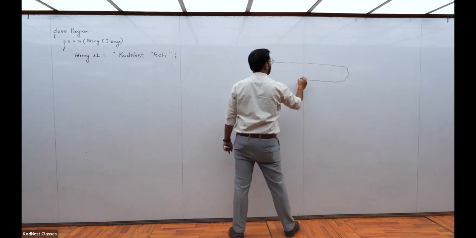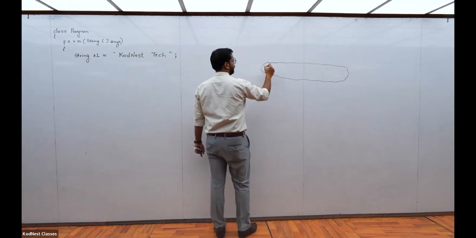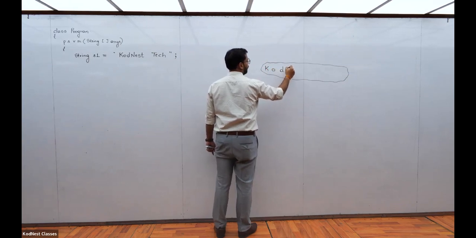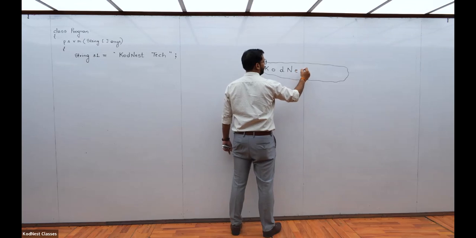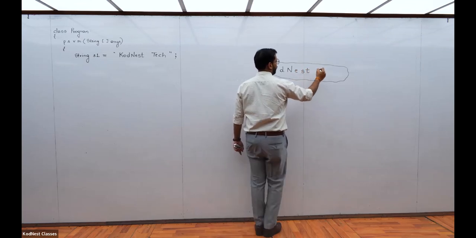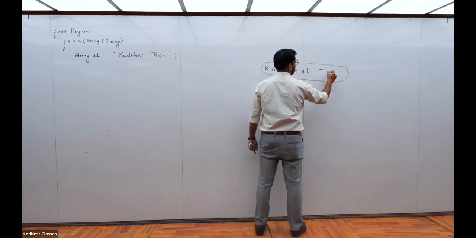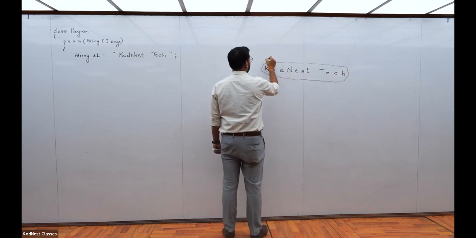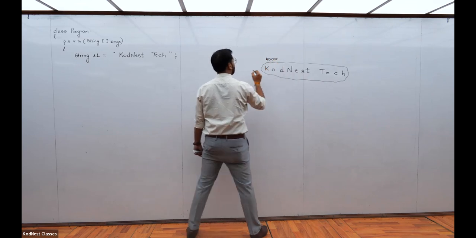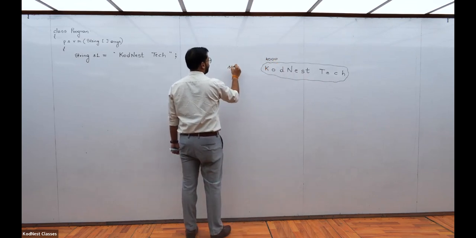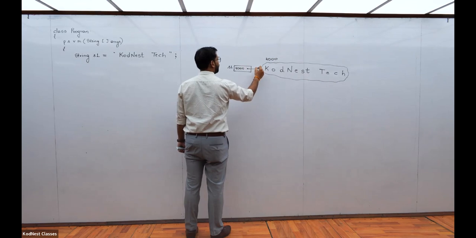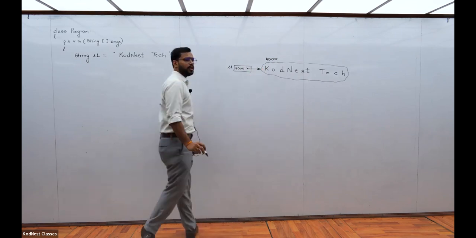In this particular manner, one string object will be created where the characters are K, O, D, N, E, S, T, then one space, then T, E, C, H. And for this, a unique address will also be there. Assume that it is 4000. Here you are creating one reference variable S1, and the unique address 4000 will come and sit inside it. S1 will be pointing towards this particular string object.